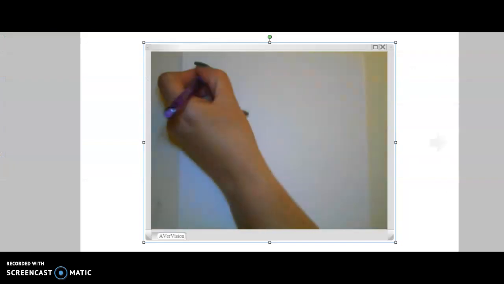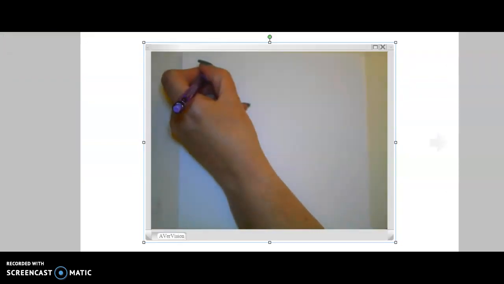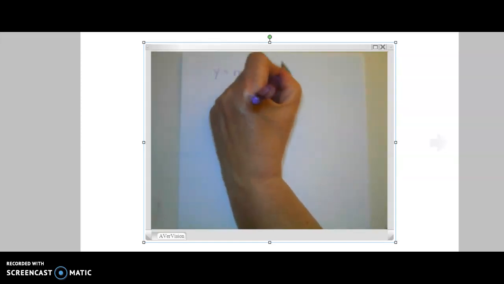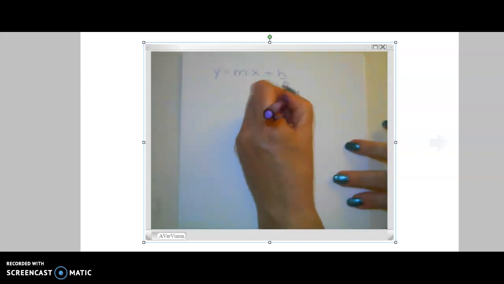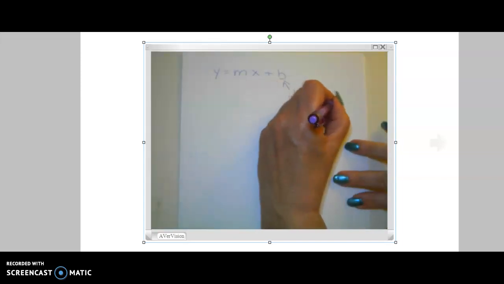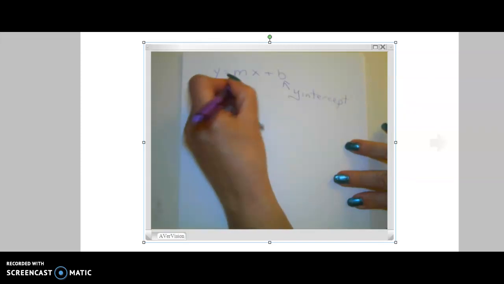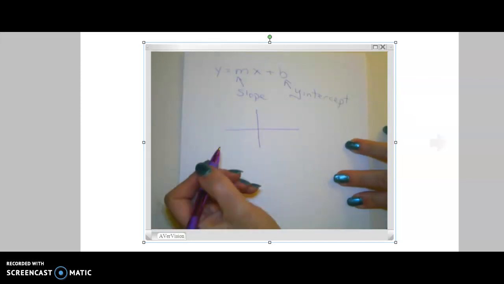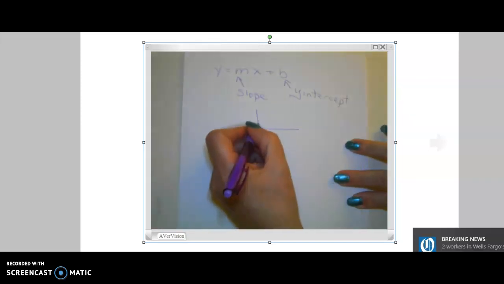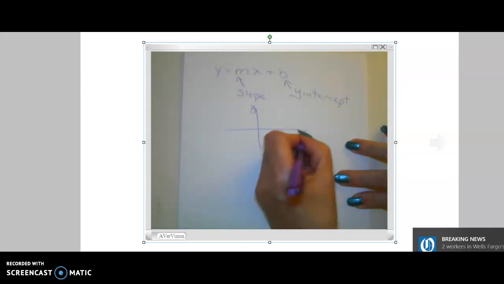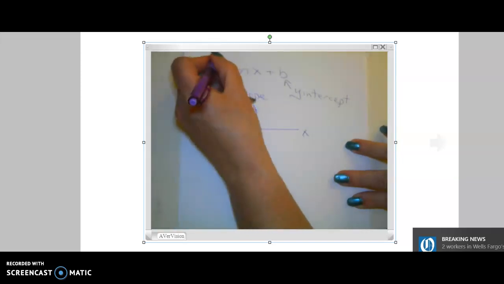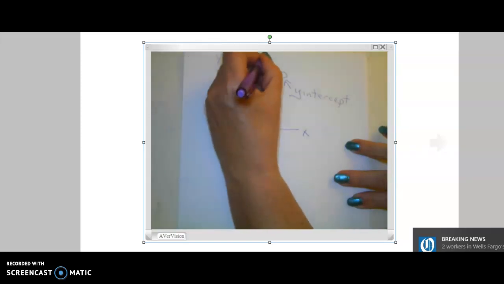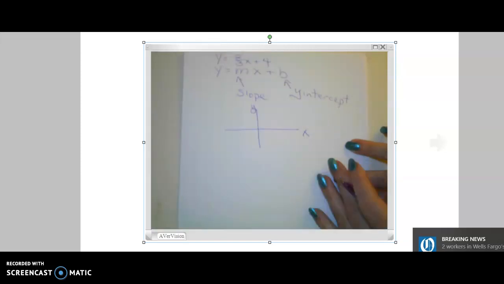So let's review for a minute. There are three different types of linear equations. Y equals mx plus b, where b is your y-intercept, and m is your slope. So if I were to draw a graph, find where the y-intercept was. This is your y-axis, this is your x-axis. So let's just say my equation is y equals 2/3 x plus 4. Okay, just made it up.